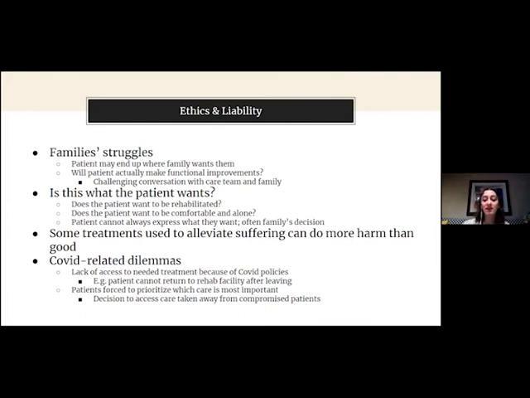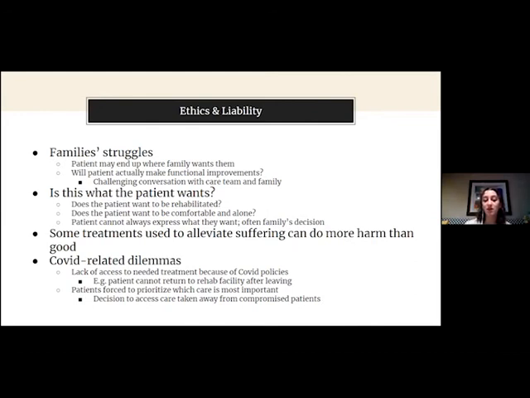Finally, the presence of COVID-19 has also impacted ethical caregiving. COVID policies have impacted the extent to which compromised individuals can seek out care, and lack of access to needed treatment may occur. For example, a patient in a rehabilitation setting who needs to seek out chemotherapy for their cancer may be forced to prioritize which care is most important.